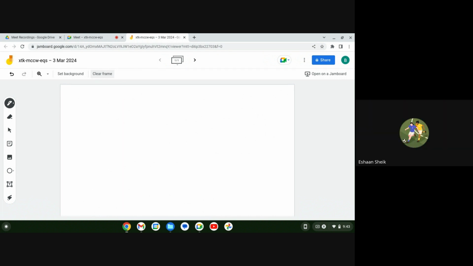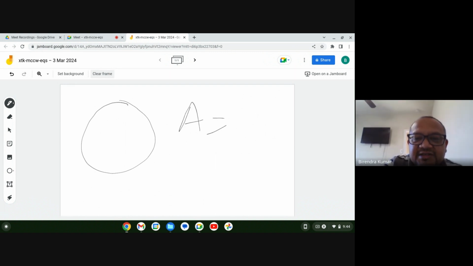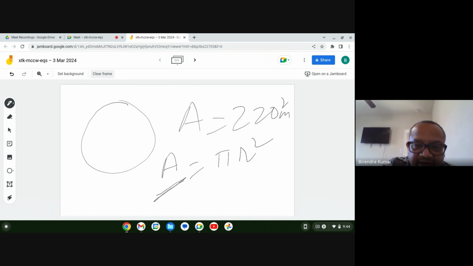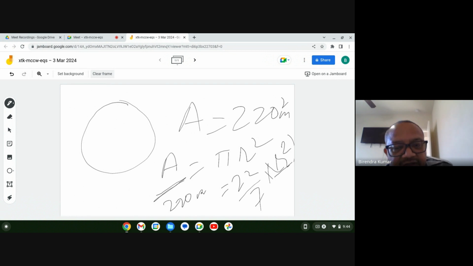Now, the area. There'll be a situation where people will say, okay, the area of a circle is, let's say, 220 centimeters square. Find out the radius. So you know that area equals pi r square. I know the value of area, which is 220 centimeters square, and pi is 22/7. I have to find out the value of r, the radius. For this, you'll have to learn how to do the square root. We'll learn that in later classes.